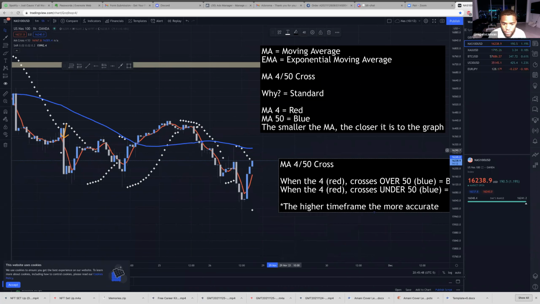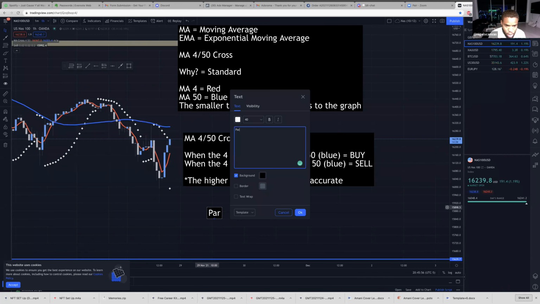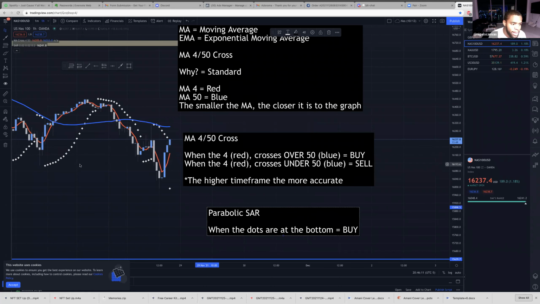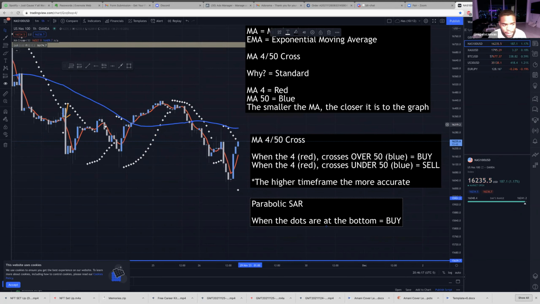Now let's talk about rules for the Parabolic SAR. This is one of the easiest things that you could ever learn with trading. So literally for the Parabolic SAR, which we know stands for stop and reverse, it's going to be so easy. When the dots are at the bottom, that's going to represent a buy. So what does that mean? When the dots are at the bottom, you see right here, hourly time frame, they're going to represent buys. It doesn't mean that it can't buy because they're at the top. But more times than usually, these are momentum-based indicators. Price is going to continue to push up as these dots are at the bottom.